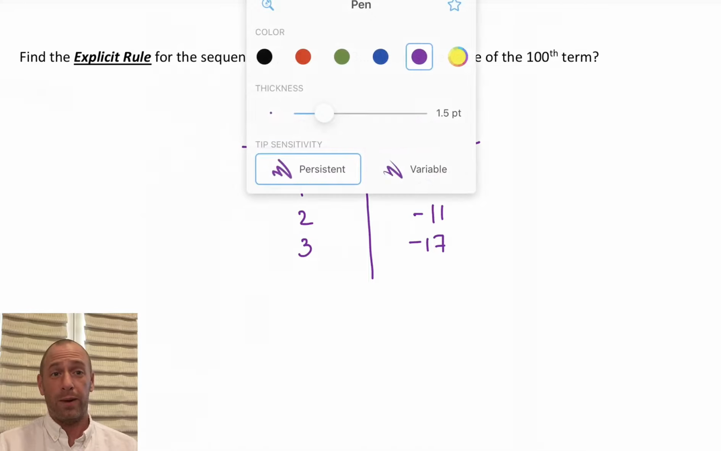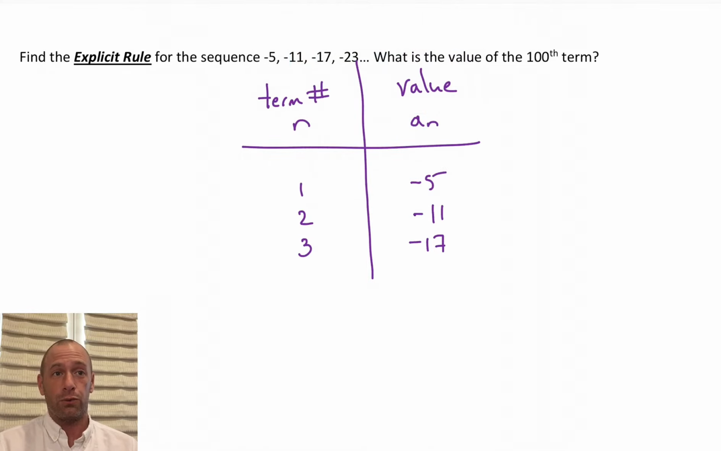Eventually, probably by now even, you could do these rules without resorting to a table of values. So our common difference is -6. Every time the term goes up by 1, the value goes down by 6. Using that, we can work backwards to find the 0 term. In this case, it's 1. So our rule would be a sub n, or the value of any term, is going to be -6 times the term number plus 1.